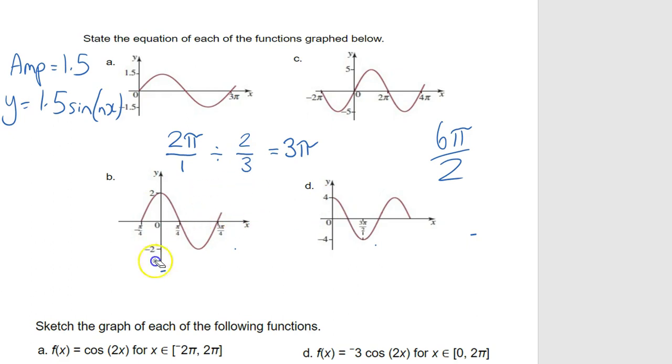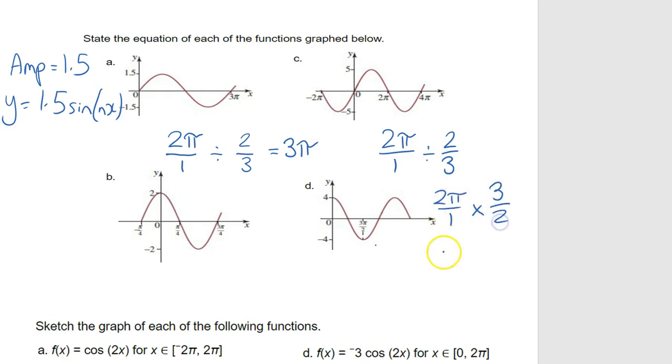Okay, I'm going to check my answer. I've made a guess almost. I know it's going to work, but I've made a guess. And then I'm going to check it. So 2 pi divided by n, we're saying n's 2/3. We're going to flip the second fraction. Hope I've actually flipped it. Which equals 6 pi over 2, which equals 3 pi, which is our period. Yes. So n is 2/3.